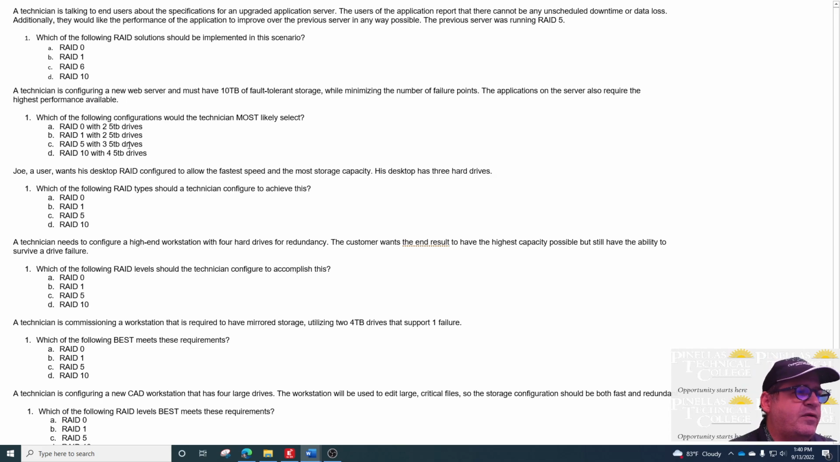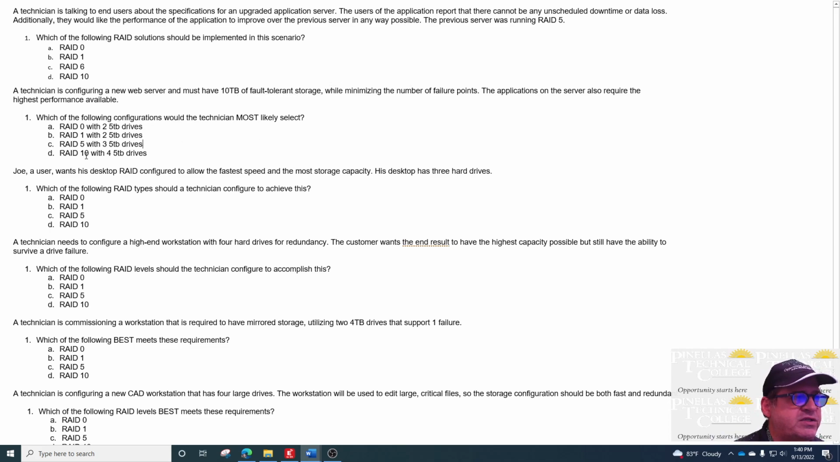So RAID 5 with 3 5-terabyte drives. So RAID 5 does provide redundancy. 3 5-terabyte drives will give us 15 terabytes, and we lose 30%. So that's going to drop us down to about 11 terabytes of drive space. So it meets the 10 terabytes. It also meets the fault tolerance. So RAID 5 is one option.